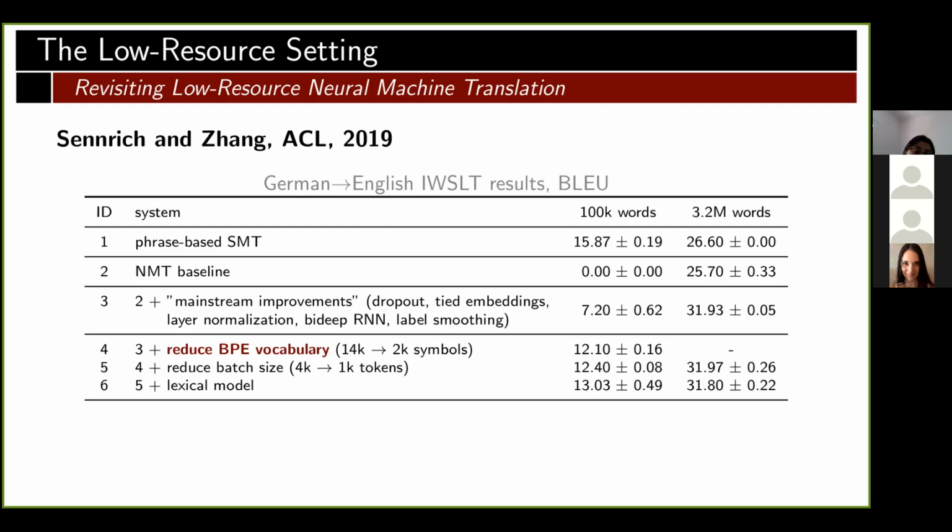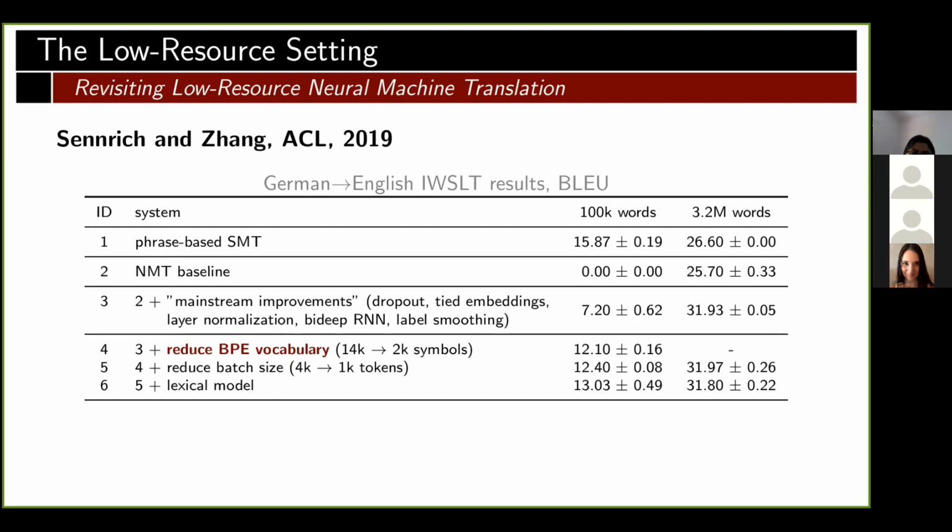One way to reduce the network, and the thing that performs best, is reducing the vocabulary that one uses. In the high resource setting, maybe one would use a vocabulary of 40,000 symbols. And they saw that in this extremely low resource setting, if they reduced the vocabulary to 2000 symbols, really very small, translation quality improved a lot, already by 5 points.